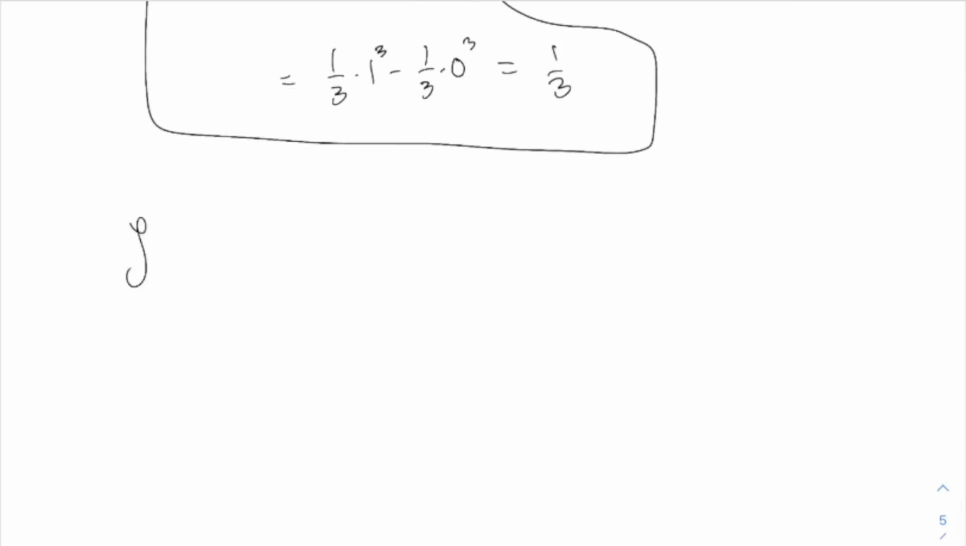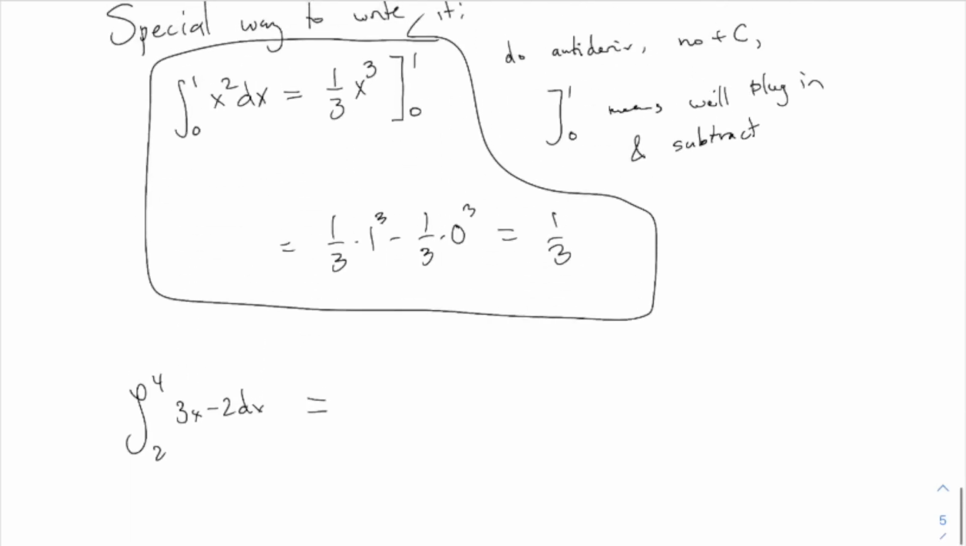So let's try the integral from 2 to 4 of 3x minus 2 dx. What's it going to be? I'm going to write it the way that I wrote that one up there. So the first and kind of only step, there's not many steps here, do the antiderivative. I get 3 times 1/2 x squared minus 2x, right? That's the antiderivative. And then I'm going to do the bracket here with the 4 and the 2. That means I'm about to plug in 4 and subtract and plug in 2.